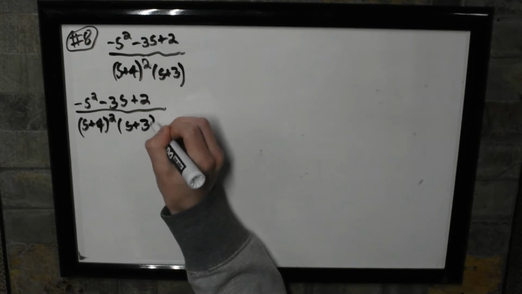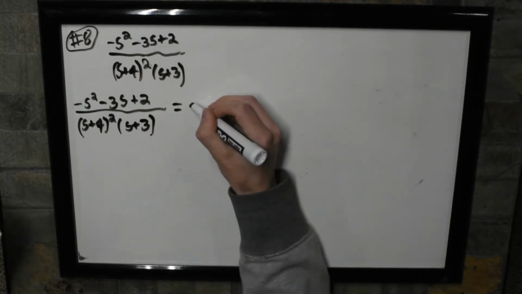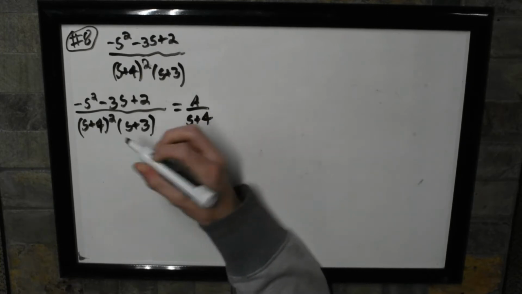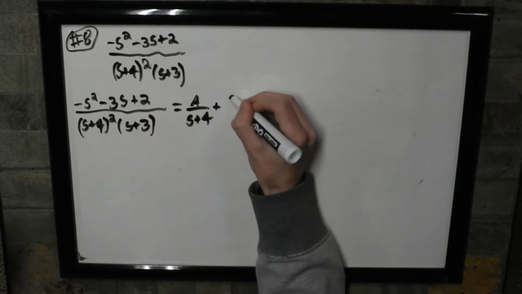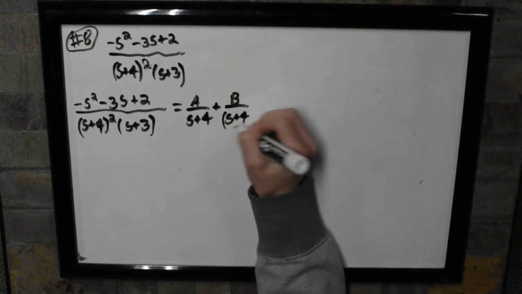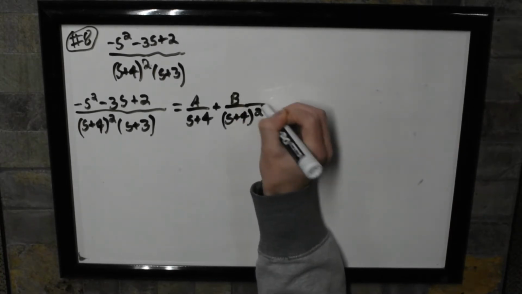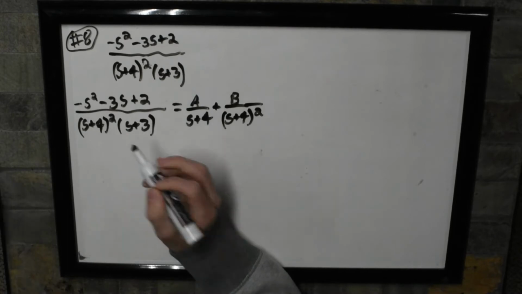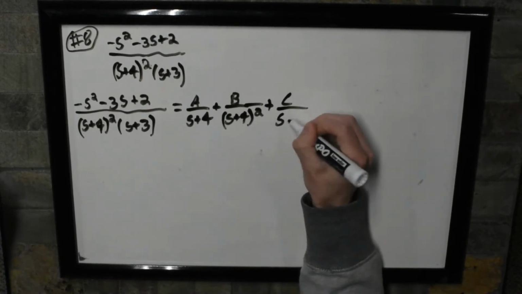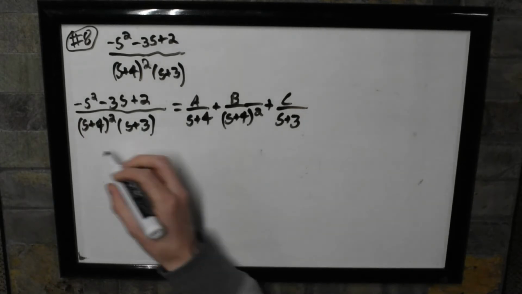s plus 3 is equal to, well, we're going to have A over s plus 4, but remember, since this is squared, we also have to include B over s plus 4 squared, and that's because it's a repeating factor, plus C over s plus 3.